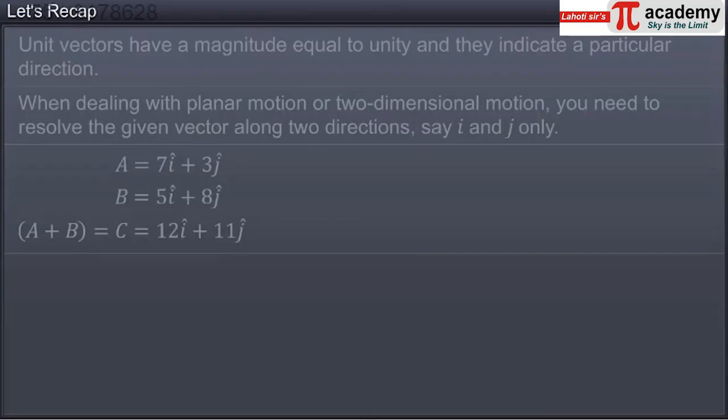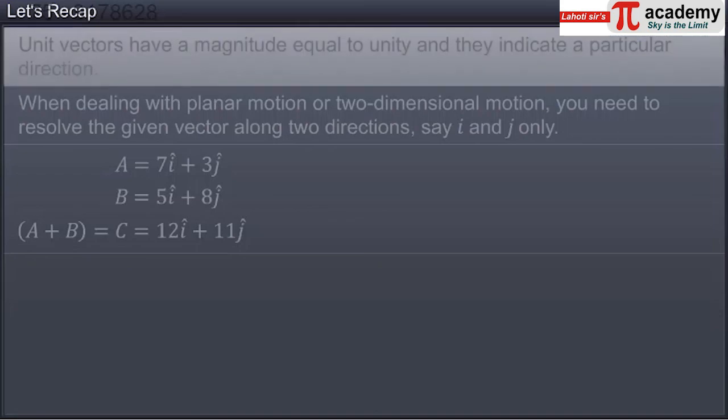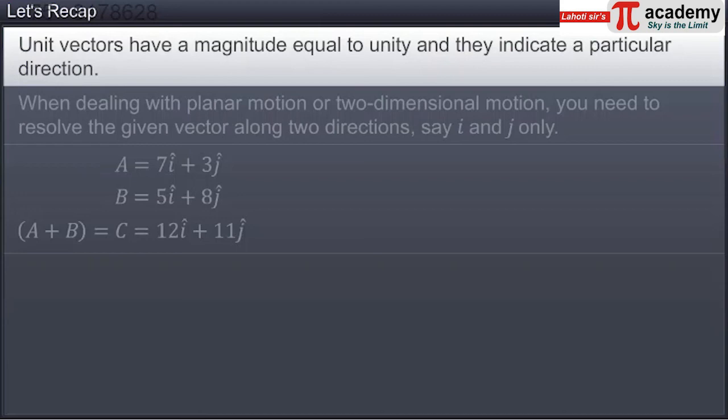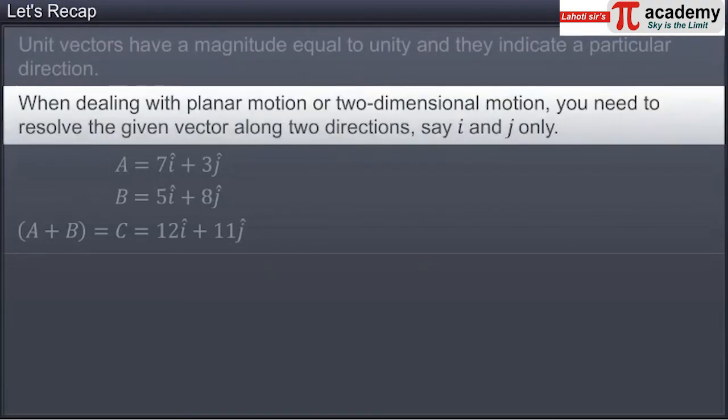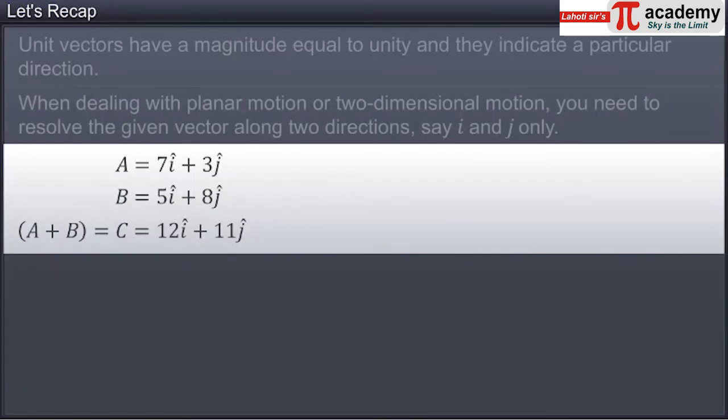You have now reached the end of this module. In this module, you learned that unit vectors have a magnitude equal to unity and they indicate a particular direction. When dealing with planar motion or two-dimensional motion, you need to resolve the given vector along two directions, say i and j only. To add vectors, you need to simply add the coefficients of i and j as shown here.